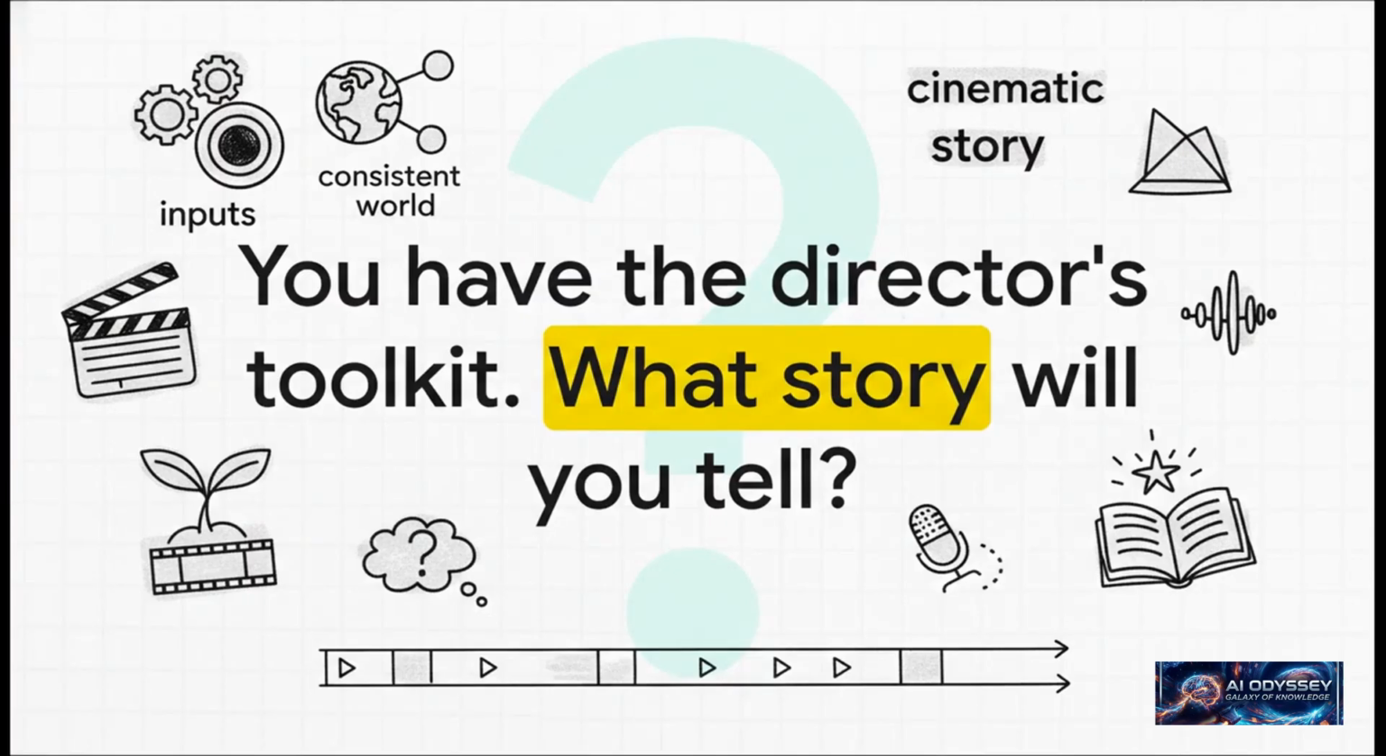So there you have it. We've gone from mastering our inputs and building consistent worlds all the way to directing a truly cinematic story. The tools are not a mystery anymore. You have the full director's toolkit right at your fingertips. So the only real question left is, what story will you tell?